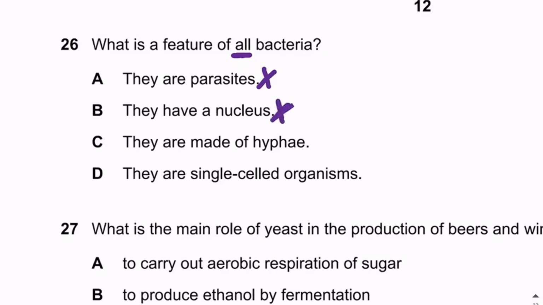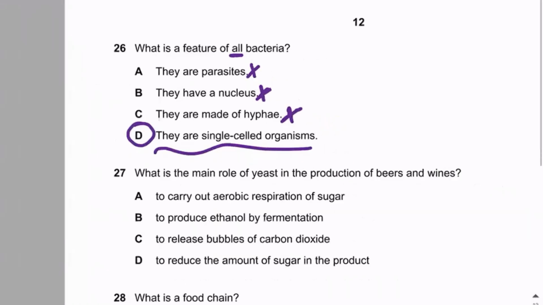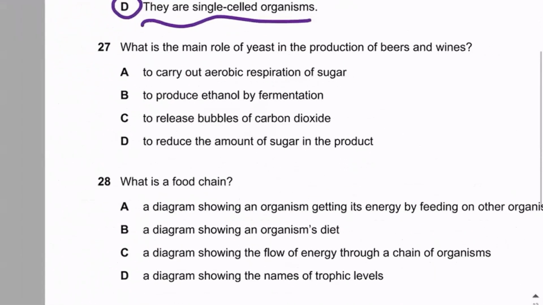Bacteria never have a nucleus. They are made up of hyphae? No. Multicellular fungi are made up of hyphae. They are single-celled organisms. This is true for all the bacteria. All the bacteria are unicellular or single-celled organisms.